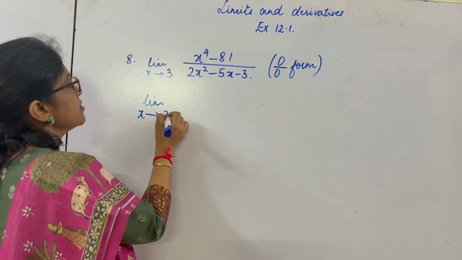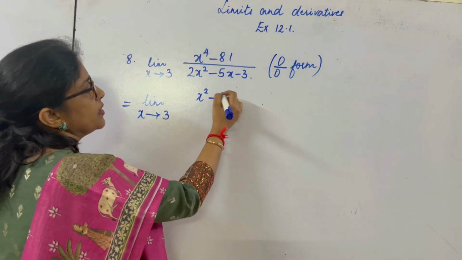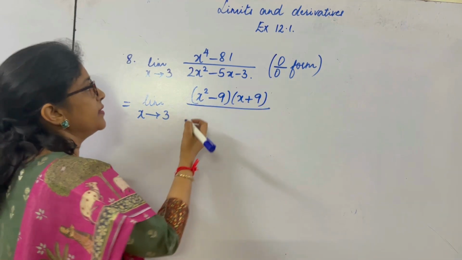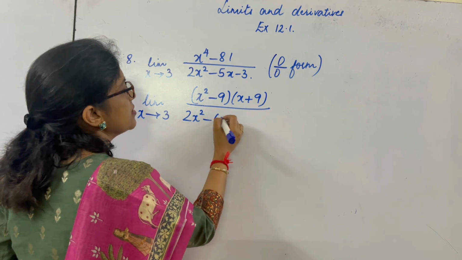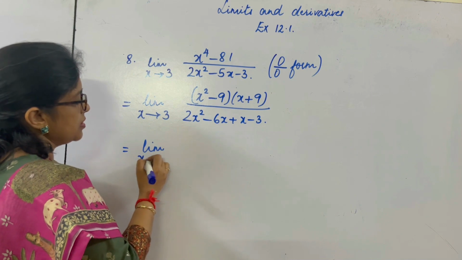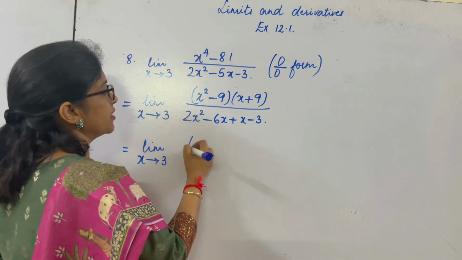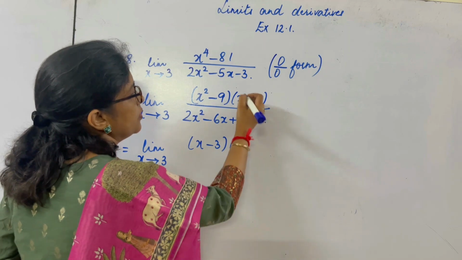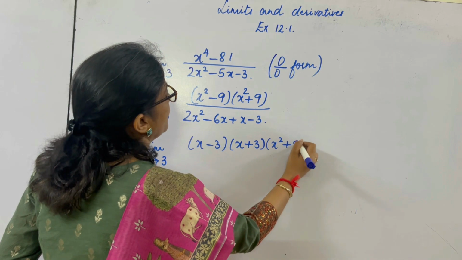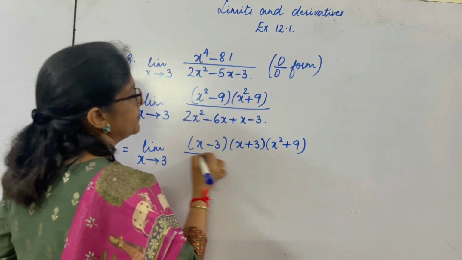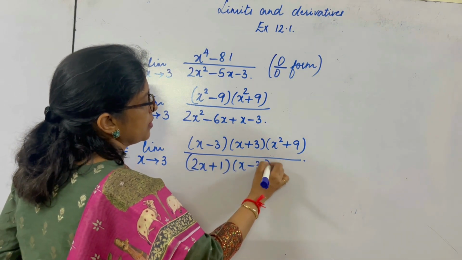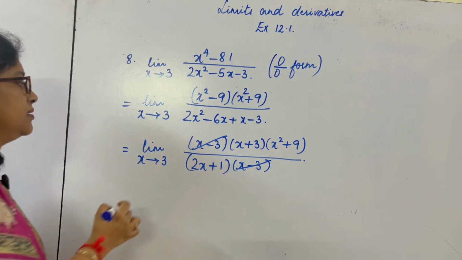So, factorize this, x square minus 9 and x square plus 9. Okay, I have applied the a square minus b square identity. Same way over here, if you factorize this, splitting the middle term. Now, since the limiting value is 3, we will have to further factorize this. Oh sorry, this is x square plus 9, okay, because it was x raised to 4. Okay, this is 2x plus 1 and this is x minus 3, the factors. x minus 3 got cancelled.